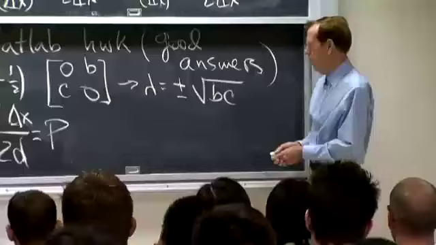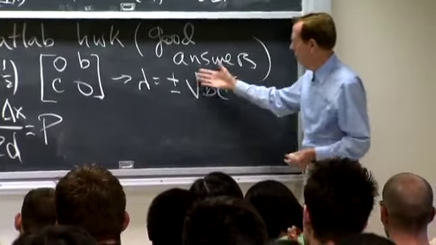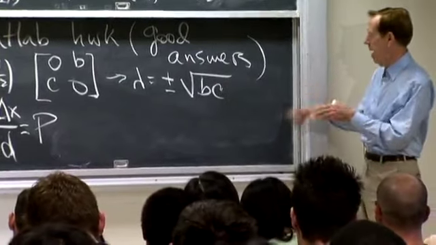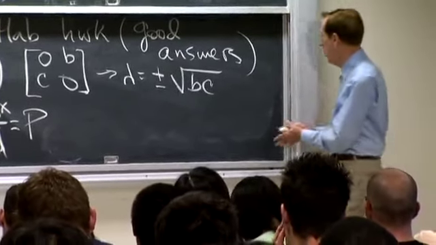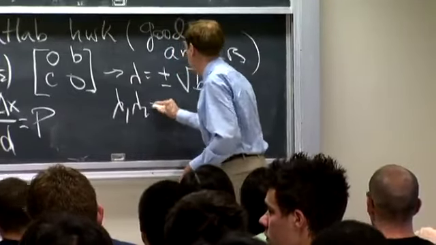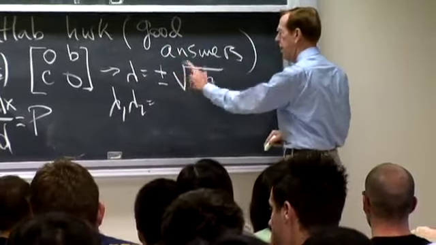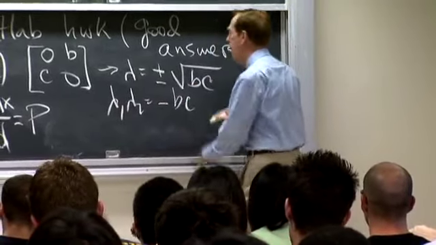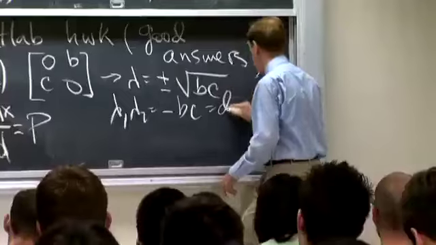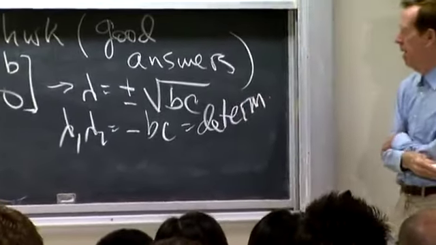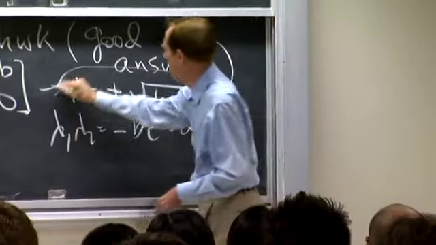Let's just check. What's our other check? They will add to 0, the plus square root and minus square root, and the product of the two eigenvalues, lambda 1 times lambda 2, with one plus and one minus, would be minus bc. And that's correctly the determinant. So it's good. These are the correct eigenvalues.